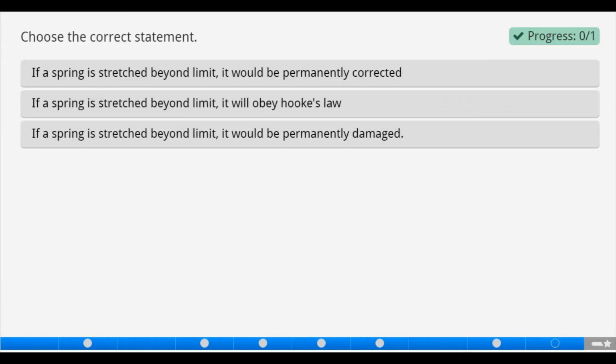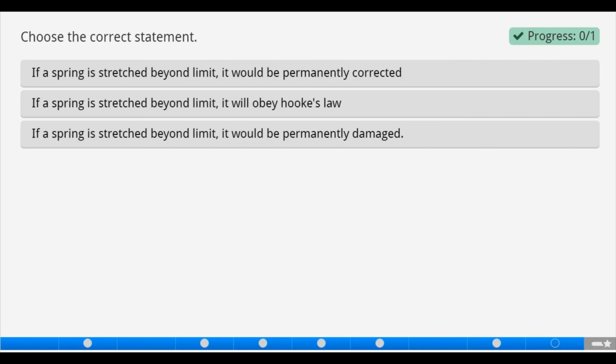Now we've come to the end of today's class, but we won't go without having what is known as a summary in terms of checking the correct statement. So let's analyze the statements one after the other. If a spring is stretched beyond limit, it will be permanently corrected. That statement is wrong, because when a spring is stretched beyond limit, you don't expect it to be permanently corrected. It will become useless.